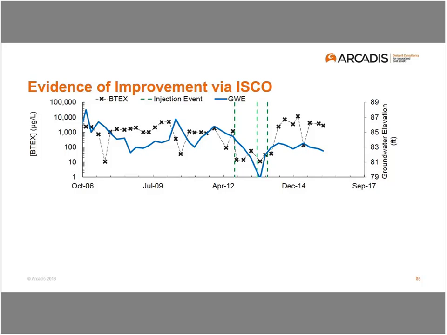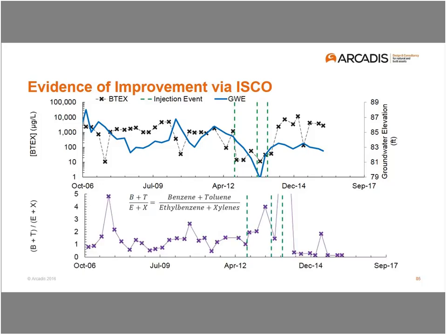So same setup on the plot. You can see during the green line injection phase, there was a considerable reduction in BTEX concentrations, only to be frustratingly rebounded to at or above pre-injection concentrations. But if we look at another plot of this data where we look at the ratio of benzene and toluene to ethylbenzene and xylenes, we do see a definitive change.